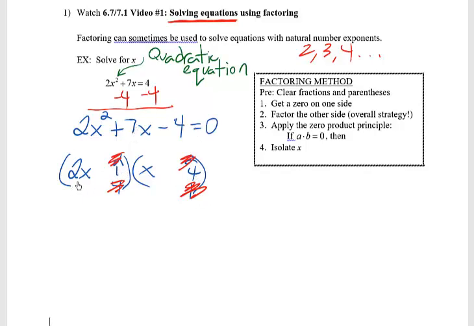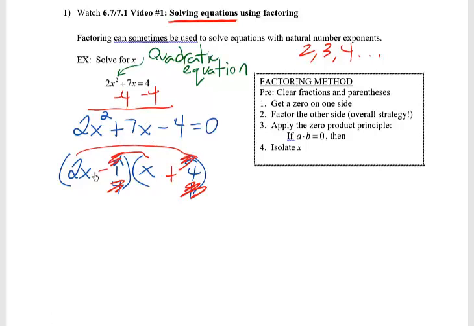And yes, I think I can, because the outer here is making an 8. 2 times 4 is 8. The inner is making a 1x. Pretty confident I can make a 7x out of an 8 and a 1. I would need positive 8x minus 1x to give me that positive 7x.